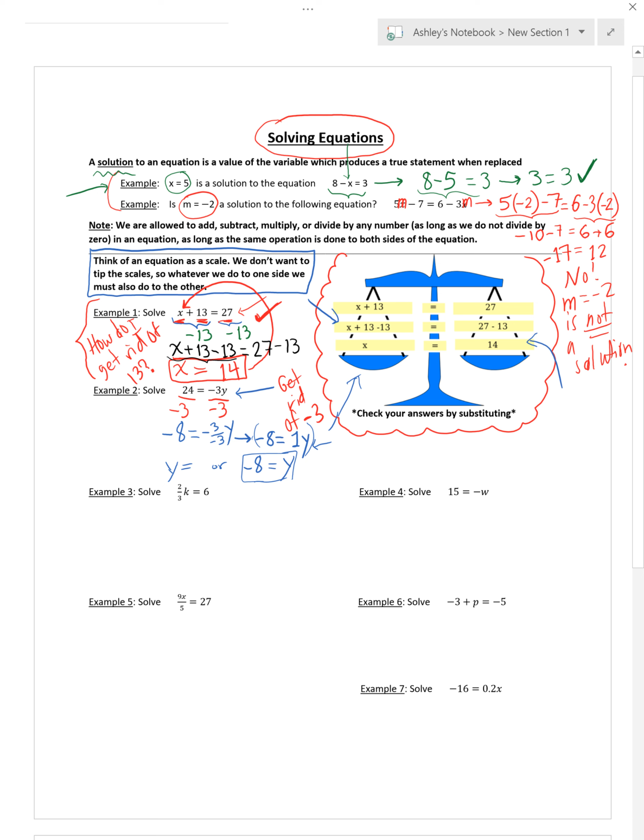And if you want, you can write it out to check it. But if I just imagine putting -8 where that y was, then instead of -3 times y, it would be -3 times -8. -3 times -8 is +24. That's perfect, because the left side is +24. Yay, we checked it. Good job.